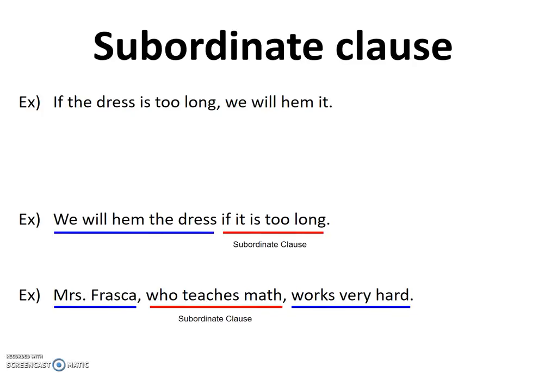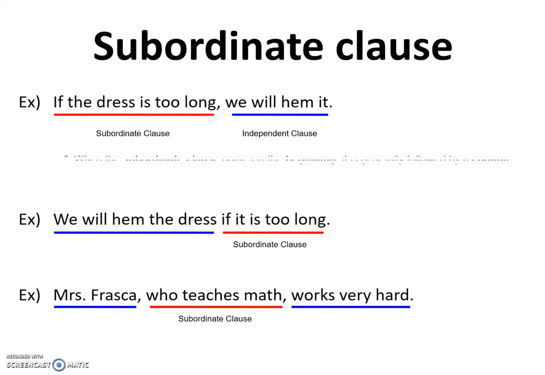Our first example says, if the dress is too long, we will hem it. We will hem it is the independent clause of the sentence. If the dress is too long is the subordinate clause. When the subordinate clause comes in the beginning, it is generally followed by a comma. In the next example, we will hem the dress if it is too long. The subordinate clause is at the end of the sentence, therefore it does not require a comma.